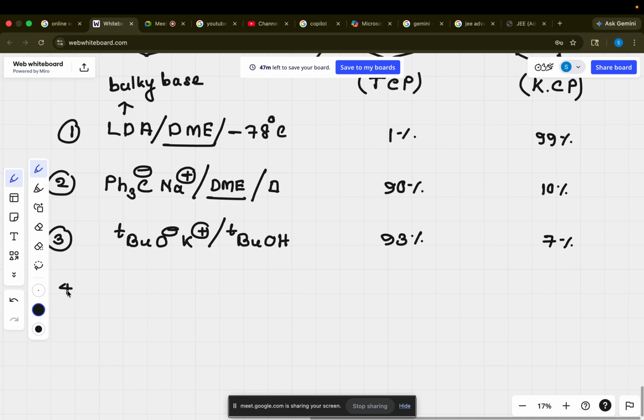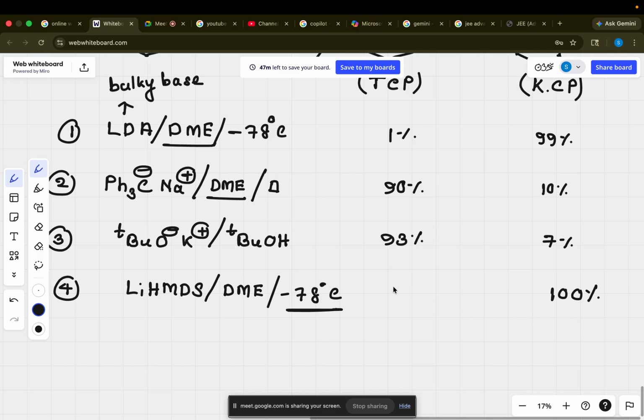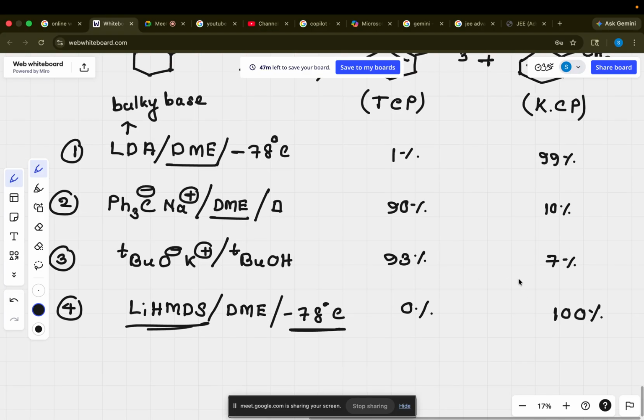Okay, number 4, suppose you have this LiHMDS. Again you have DME, dimethyl ether, at minus 78 degrees centigrade. So if you see this low temperature, it means you will get the kinetically controlled product. So 100% you will get that and 0% of the other. It's a bulky base, and you are also giving low temperature, so you will get the kinetically controlled product as your major product. Okay, clear?